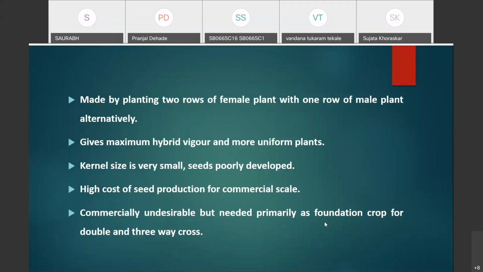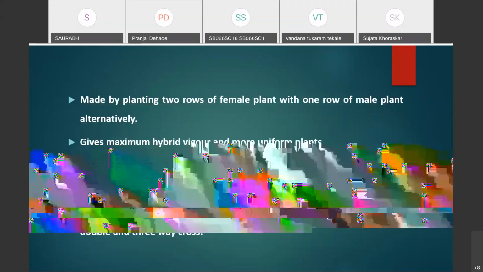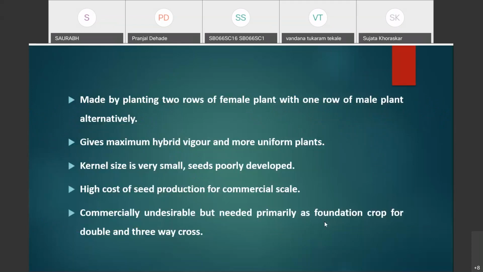Here the kernel size, or we can say the grain size, is very small, and the seeds are poorly developed, due to which there is a high cost of seed production on the commercial scale. That means whenever single crosses are used on the commercial scale for the production of hybrid seeds, the cost of seed production will be high, and that's why these are commercially undesirable.